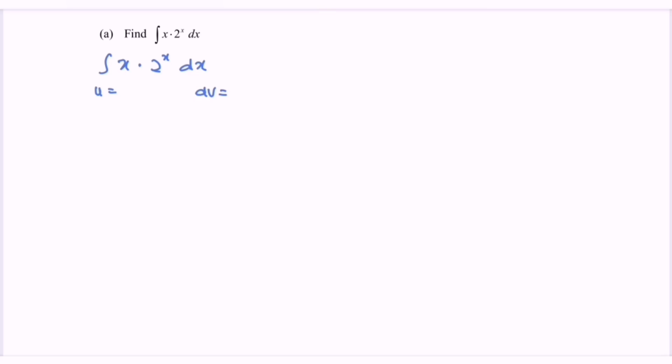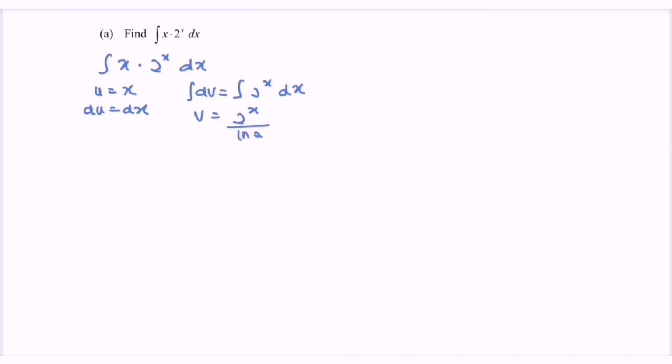refer to the LIATE order: logarithm, polynomial, exponent, trigonometric. So in here we have a polynomial and an exponential function. So let u be x, and then the rest we have 2 to the power of x dx. So one we have to differentiate, another one we have to integrate. For 2 to the power of x, by referring to the power rule, differentiating x we have 1, and integrating 2 to the power of x gives 2 to the power of x over ln 2.